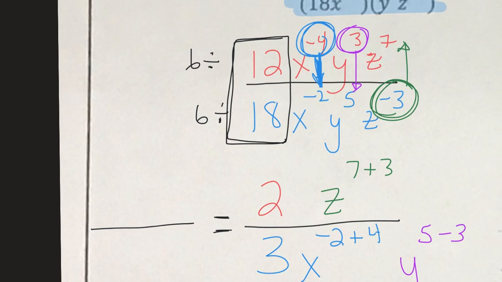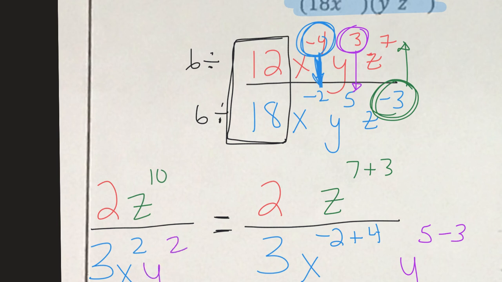So in the numerator, we have 2z to the 10th power. And in the denominator, 3x squared, y to the 2nd power, also 3y squared.